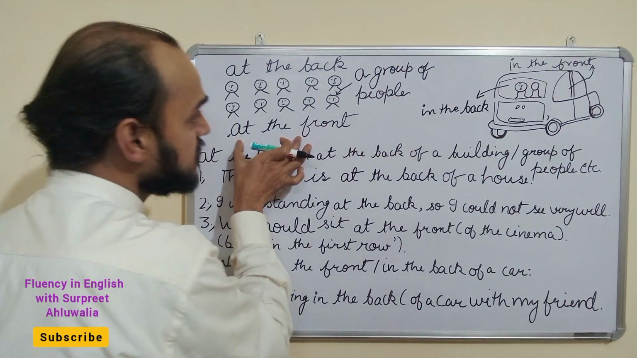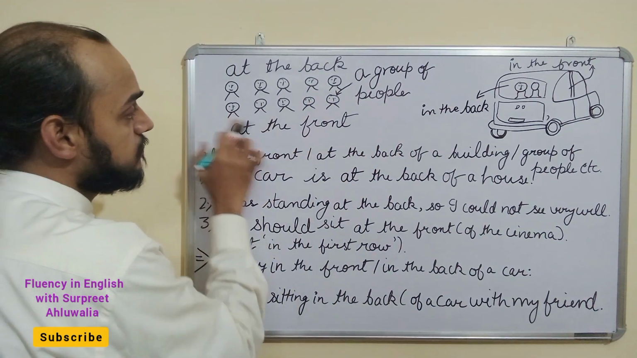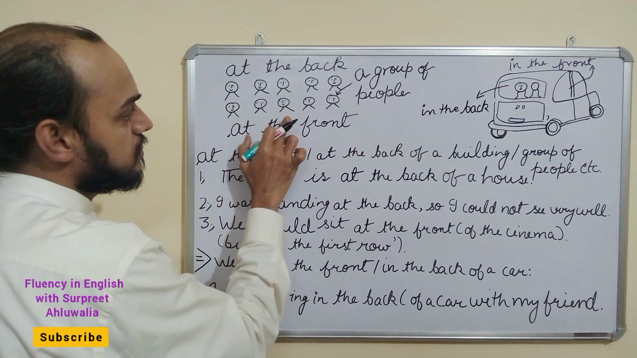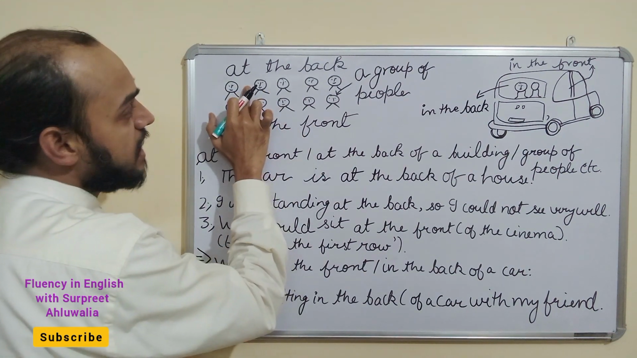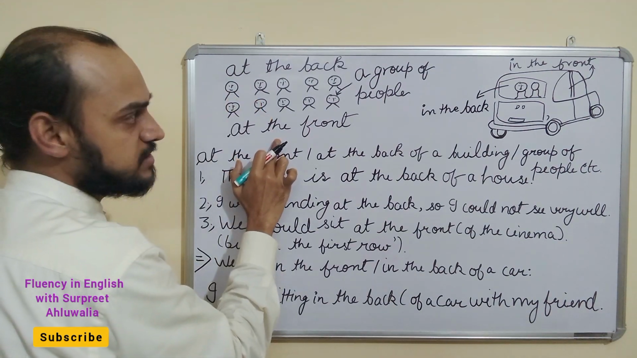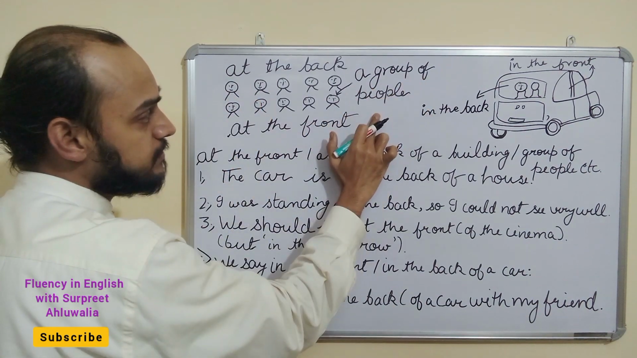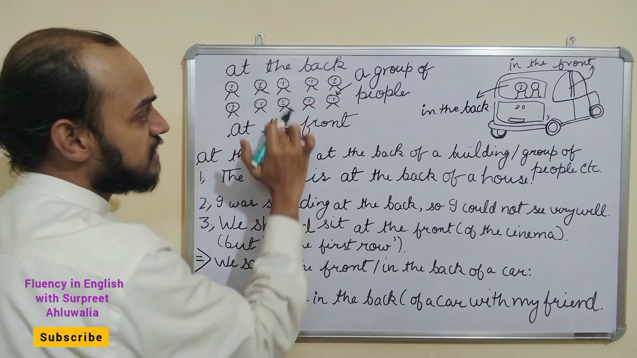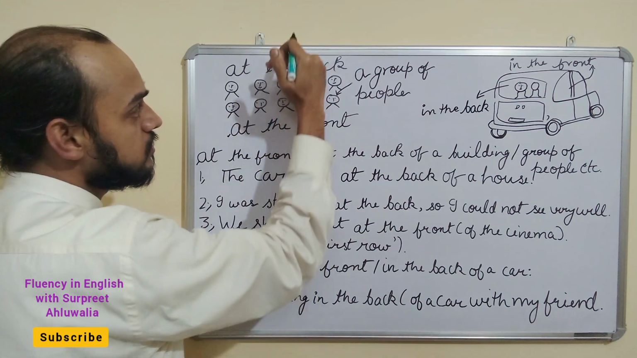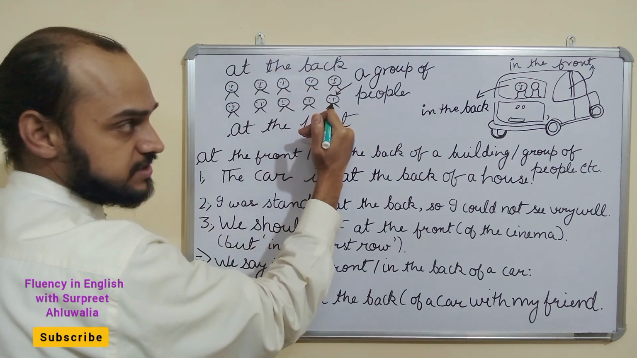Look at the first example. You can see a group of people who are sitting somewhere. We say at the back, at the front. A group of people, they are sitting somewhere. So we can describe the position according to at the back, at the front.